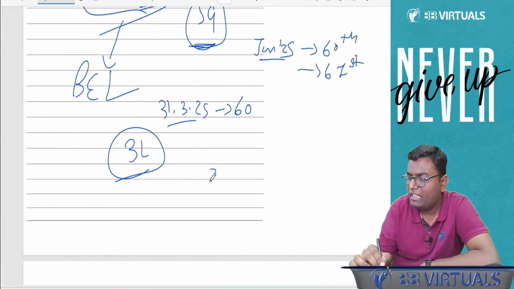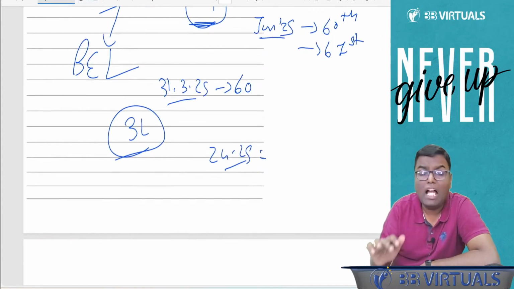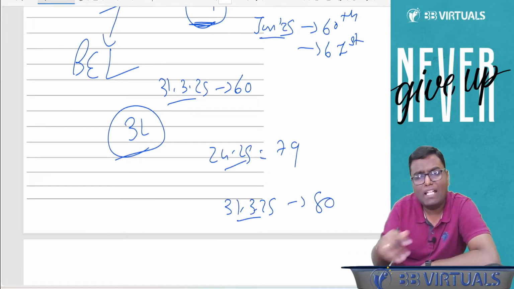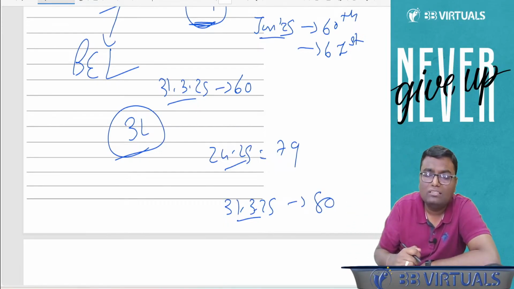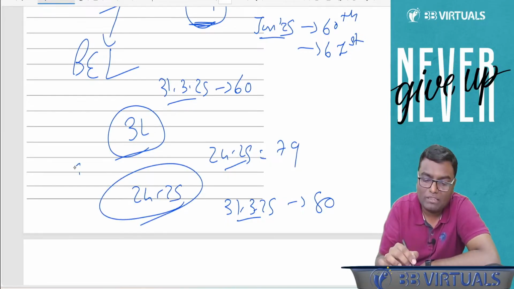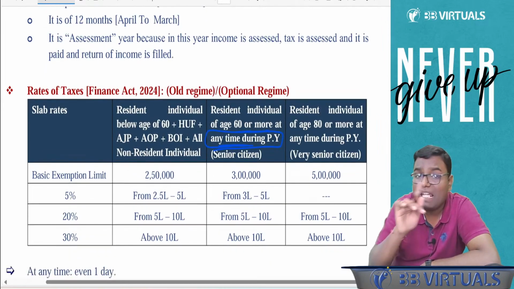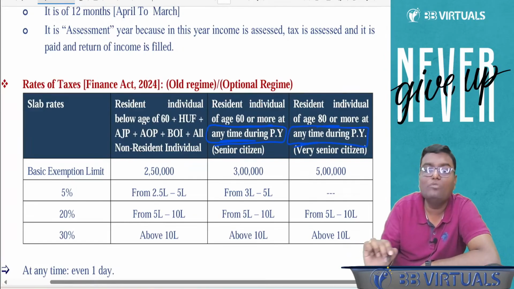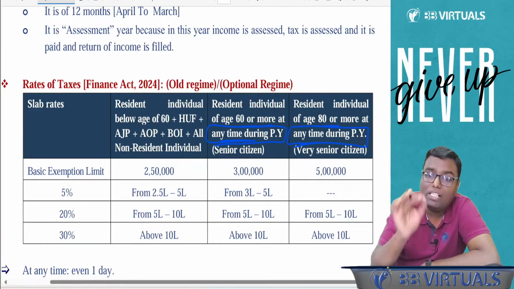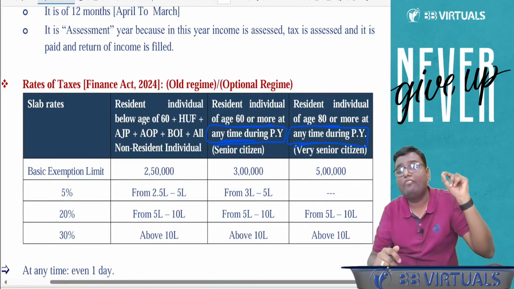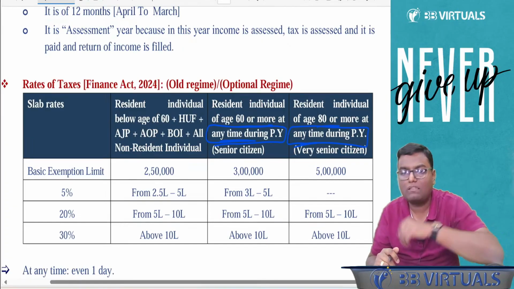Similarly, let's say at the beginning of the year 24-25, I was of the age 79, and by the year end, 31st March 25, I have attained the age of 80 years. Then what will be my basic exemption limit for the year 24-25? That will be 5 lakh rupees, because the third column has the same wording: resident individual of age 80 or more at any time during the previous year. So even for one day, if you complete 80 years, you will be called a very senior citizen and 5 lakh rupees of basic exemption limit will be yours.